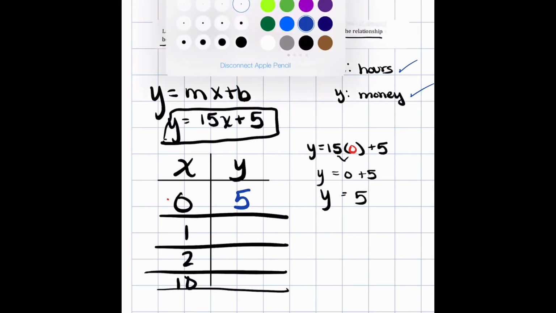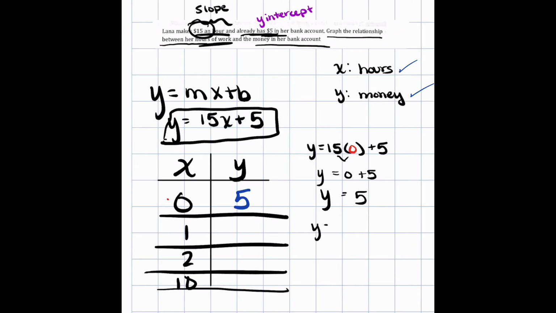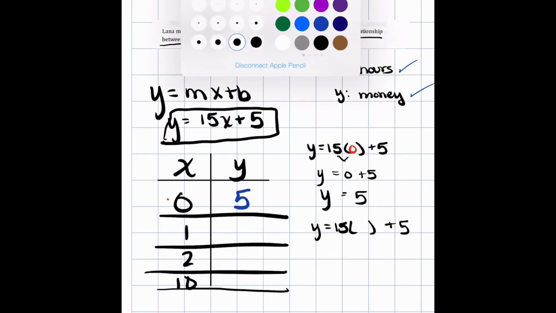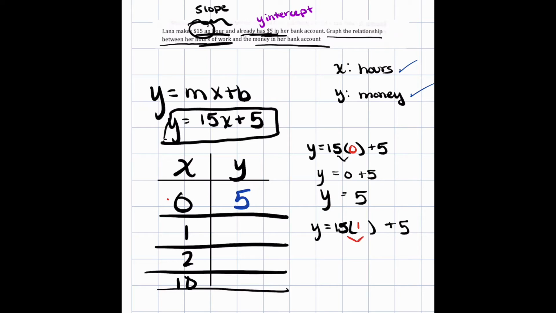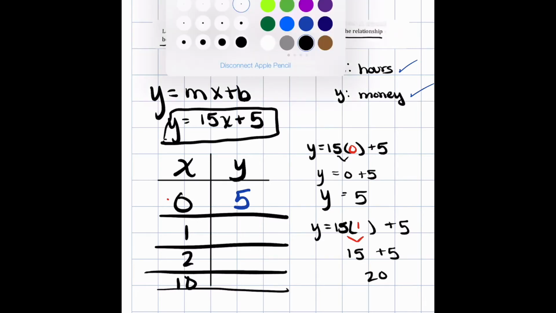So I'm going to take my equation again, y equals 15, but instead of x, I'm putting my next x, which is 1. So I'm going to have 15 times 1. And if you're comfortable with just moving forward, you're more than welcome to skip to the end of this video. 15 times 1 is just 15. 15 plus 5 is going to be 20. So now I have a 20 over here on my table.